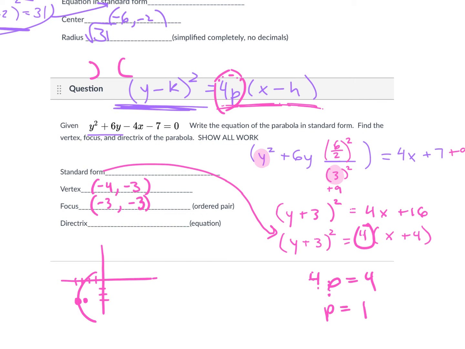And then what would my directrix be? Directrix is 1 space away from the vertex. So if my focus was 1 space to the right, my directrix is going to be 1 space to the left. So it's going to be here. But directrix is a line, so how do I write an equation of a line? A vertical line.